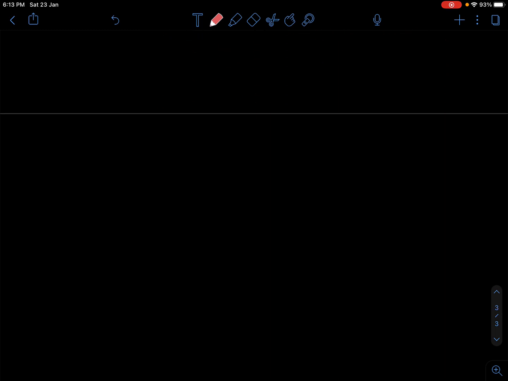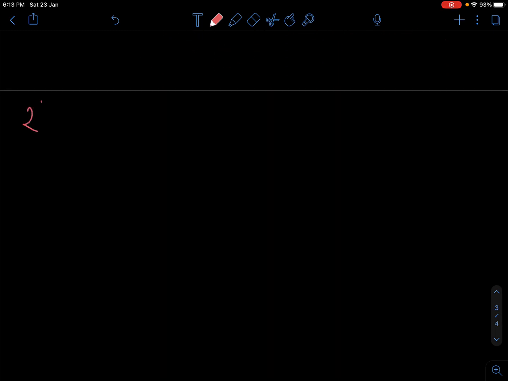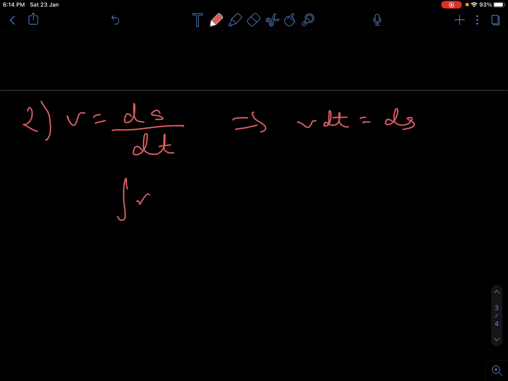Moving to the second equation. To prove this second equation, we know that instantaneous velocity is the rate of change of displacement with respect to time, right? So I can write this as v dt is equal to ds. Integrate both sides.